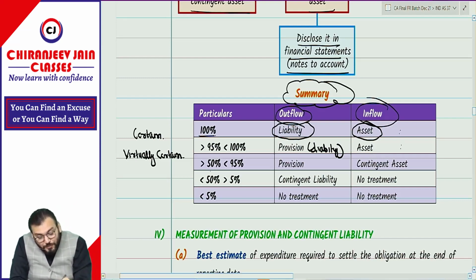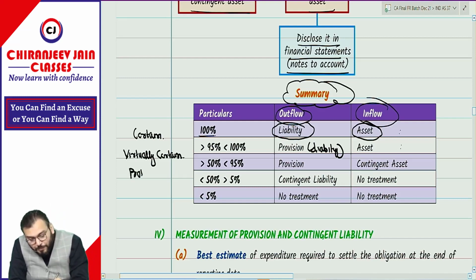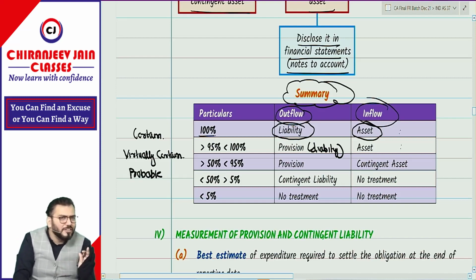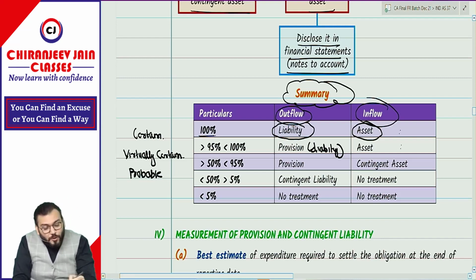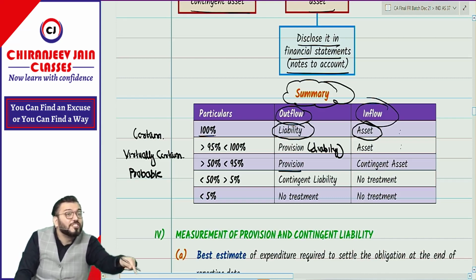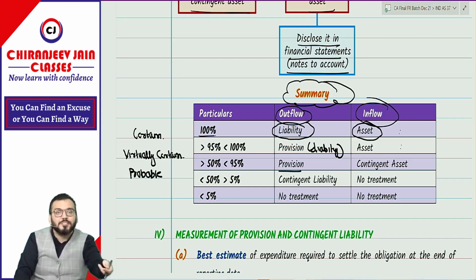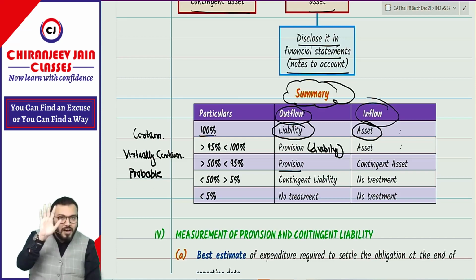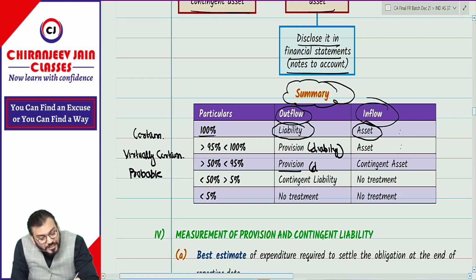Now, if it is more than 50% but less than 95%, we can say it is probable, but it is not virtually certain. In case of outflow, we will recognize provision. We are recognizing liability, but we are not recognizing asset. We are only disclosing contingent asset. Means we are more strict for inflow, due to the conservatism principle. When I say provision, provision is nothing but liability. We are recognizing liability, we are increasing our liability.